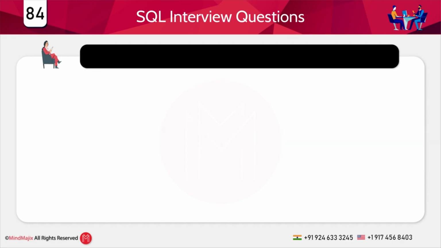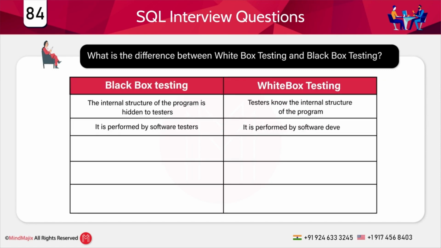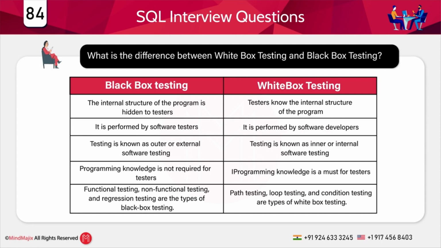The next question over here is, what is the difference between black box testing and white box testing? As you can see on the screen, this is the table that highlights the difference between black box testing and white box testing. In case of black box testing, the internal structure of the program is hidden from the testers. Whereas in case of white box testing, testers know the internal structure of the program. Okay, so this difference can be easily known from the name of the testing. Black box and white box. Here it is unknown, here it is known.